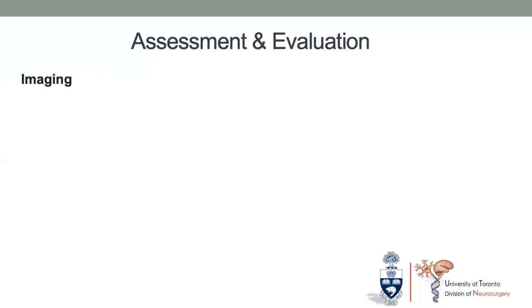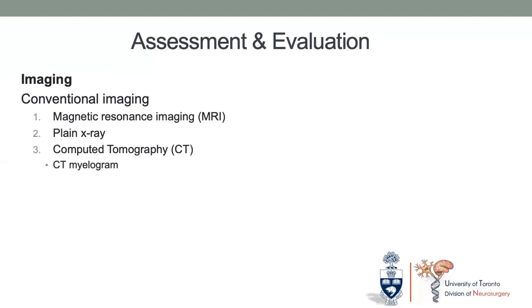So moving on to imaging, this is a vital tool in the assessment of DCM. Currently in the clinical setting, conventional imaging such as plain X-rays, CT, and MRI are ubiquitously used. MRI is the study of choice and the best modality to visualize the spinal cord and soft tissues. It's valuable in identifying the level, degree, and type of compression on the spinal cord. It can help rule out other conditions on the differential.